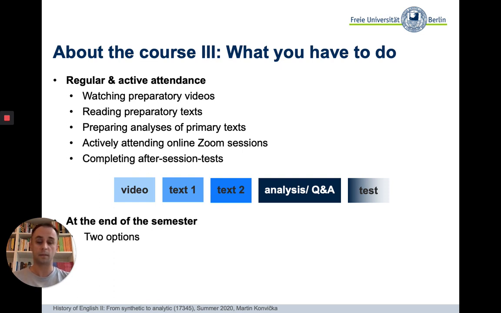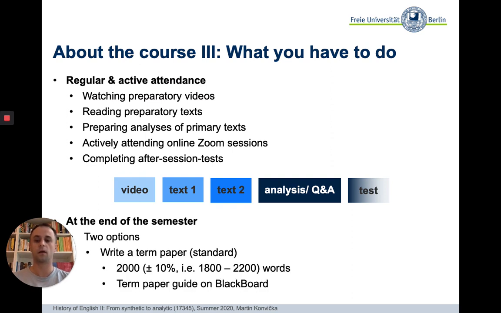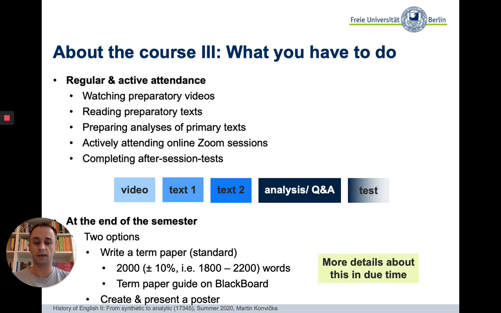At the end of the semester, you will have two options. Either the traditional one, to write a term paper. This term paper would be approximately 2,000 words long, and there will be a term paper guide uploaded on Blackboard in due time. However, you will also get an alternative solution. You could create and present a poster instead of writing a term paper. But more about that in due time.